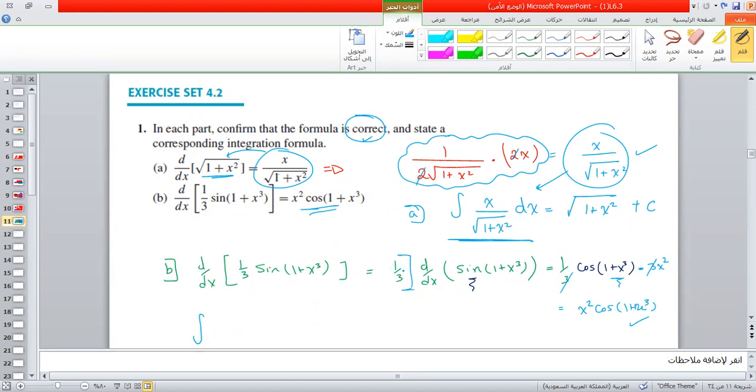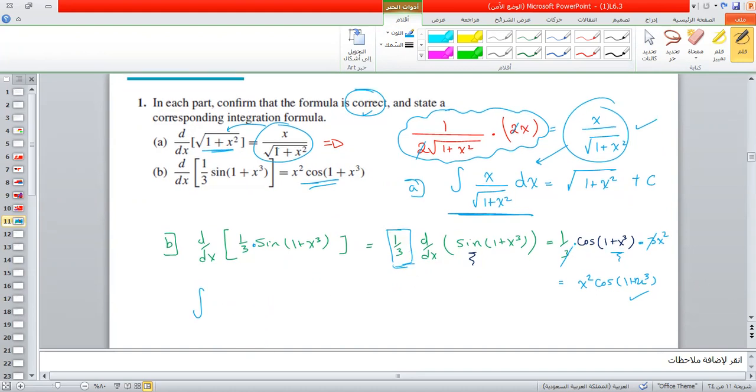Why did we leave it as 1 over 3? It's not 1 over 3x. Are you thinking of the product rule? No, it's 1 over 3, just a number. It's a constant, so you take it outside like any constant. It has nothing to do with the derivative. If it were 1 over 3x, then we would use the product rule: u prime v plus v prime u. But it's 1 over 3.